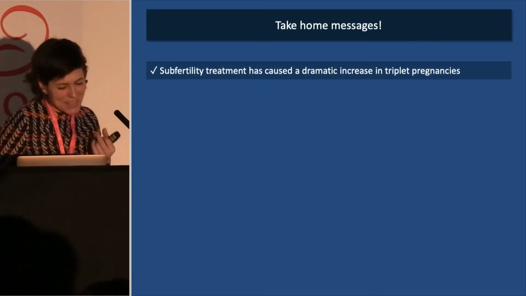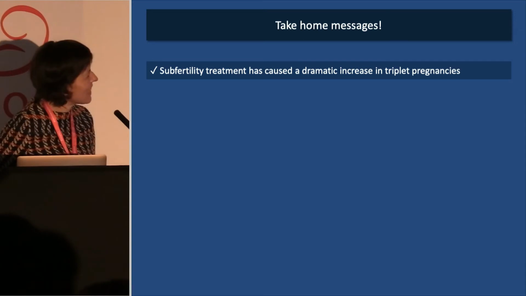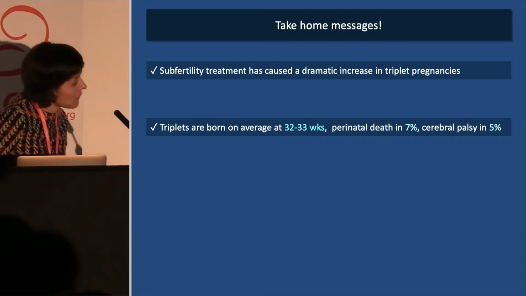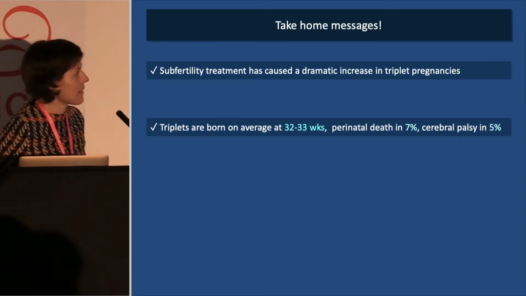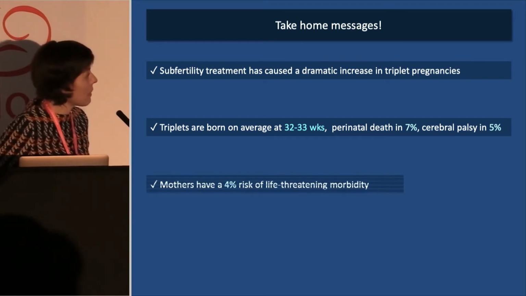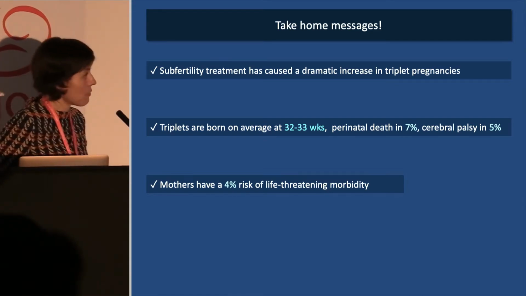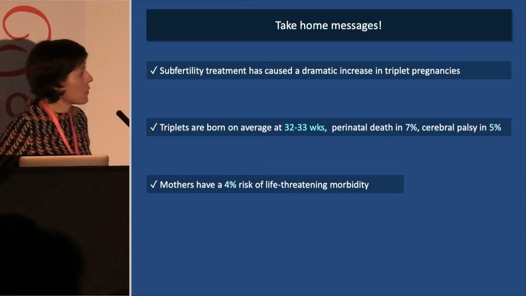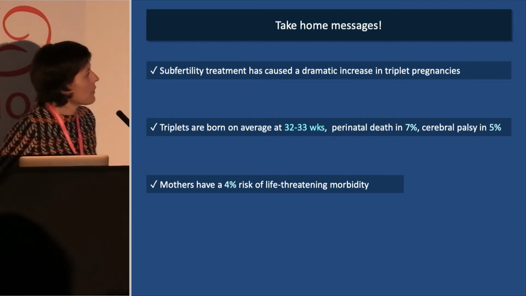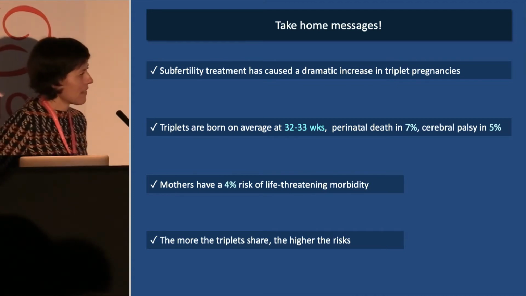So we have to thank our colleagues in the fertility unit for providing us with mainly trichorionic triplet pregnancies. The main issue is very preterm birth, and there's no good solution for that, and that explains why we lose babies and why they have long-term handicap. And we must not forget mom, who also has a risk, especially if it's a first pregnancy, if mom is older and if it's after fertility treatment, of ending up with severe morbidity around the time of birth. And the more babies they share, obviously, the higher their risk.